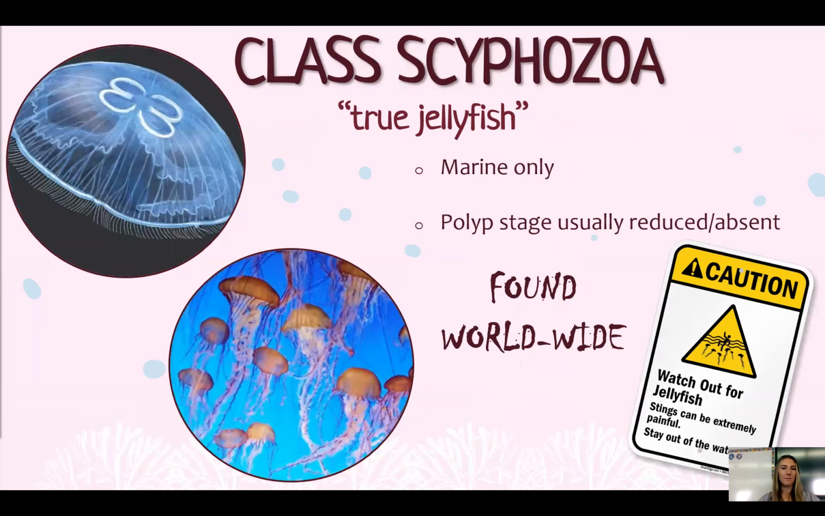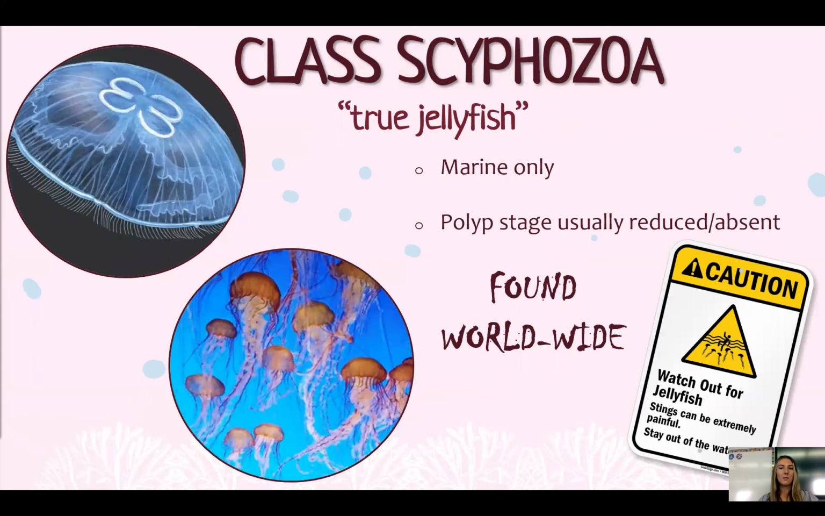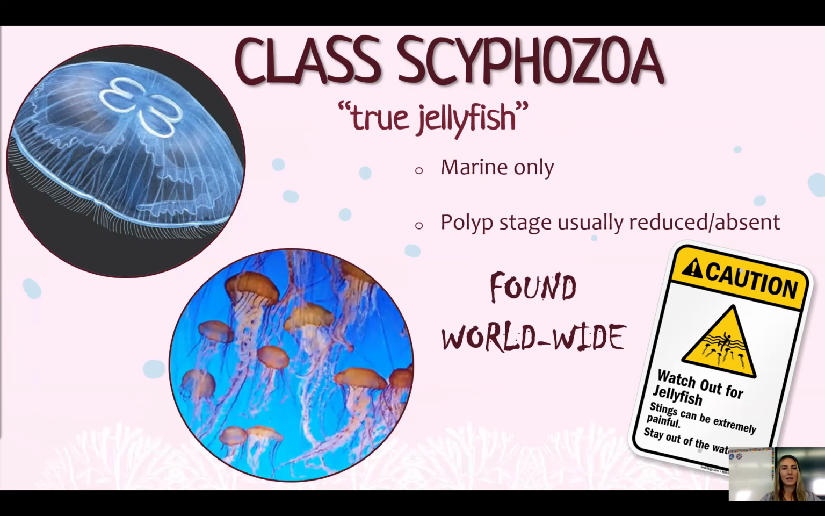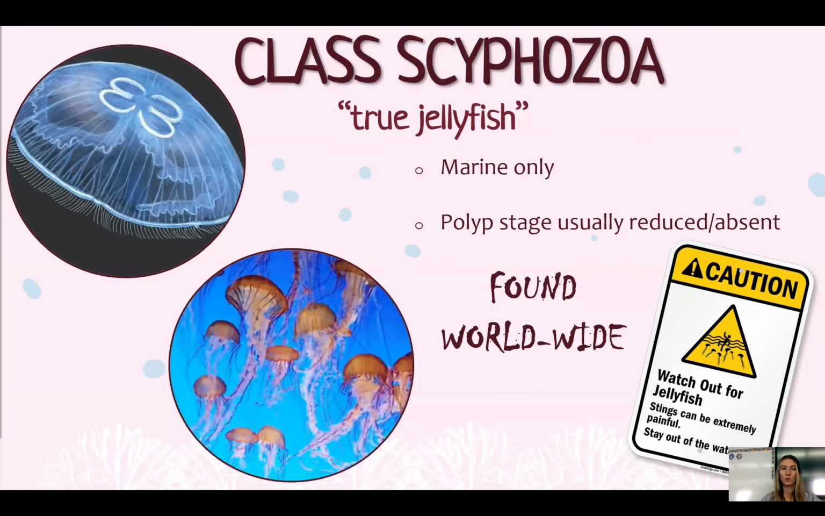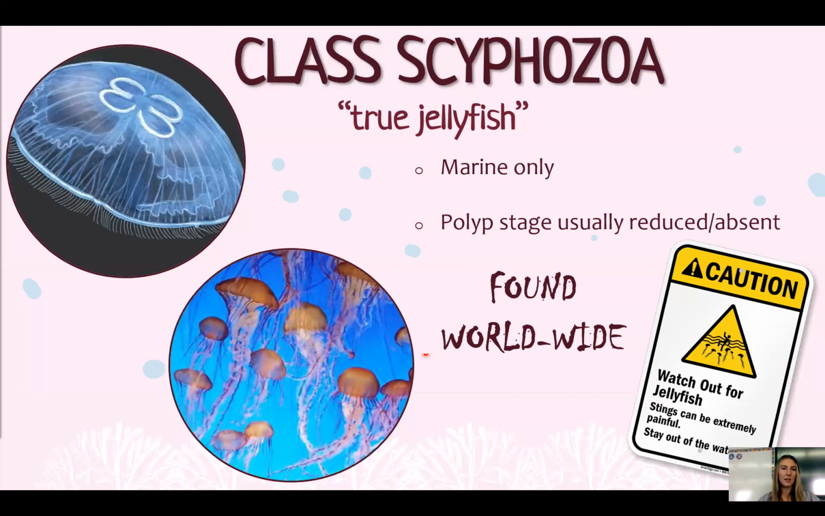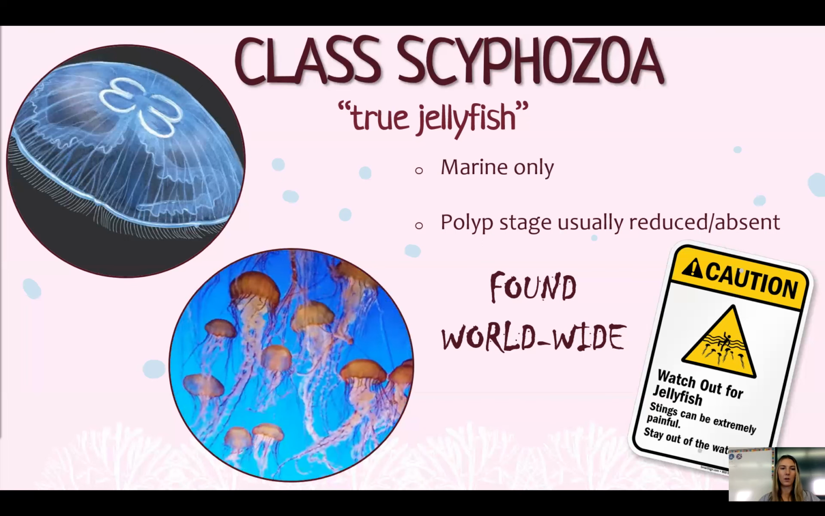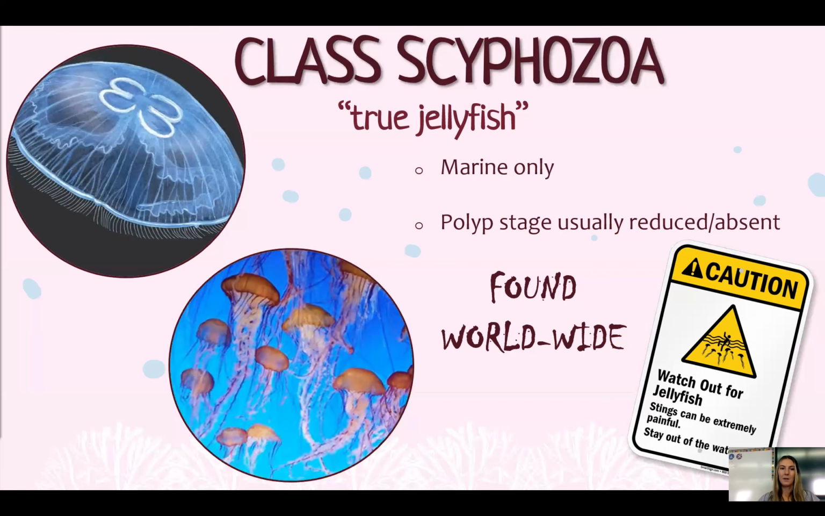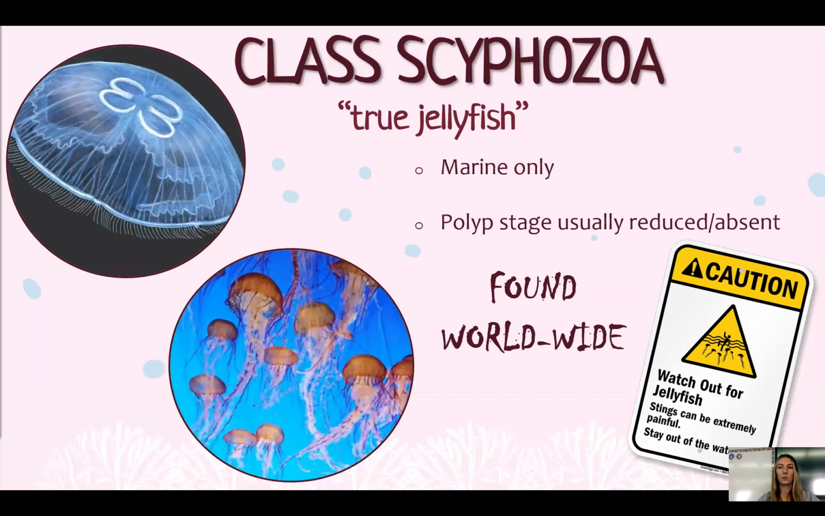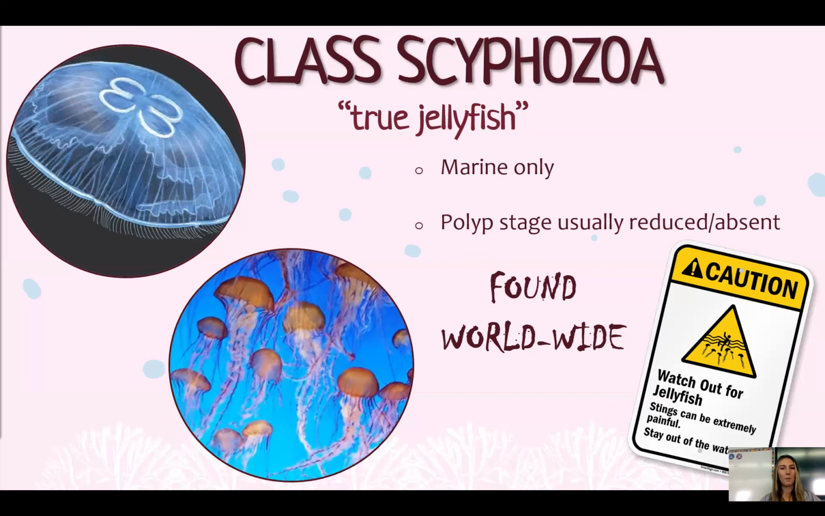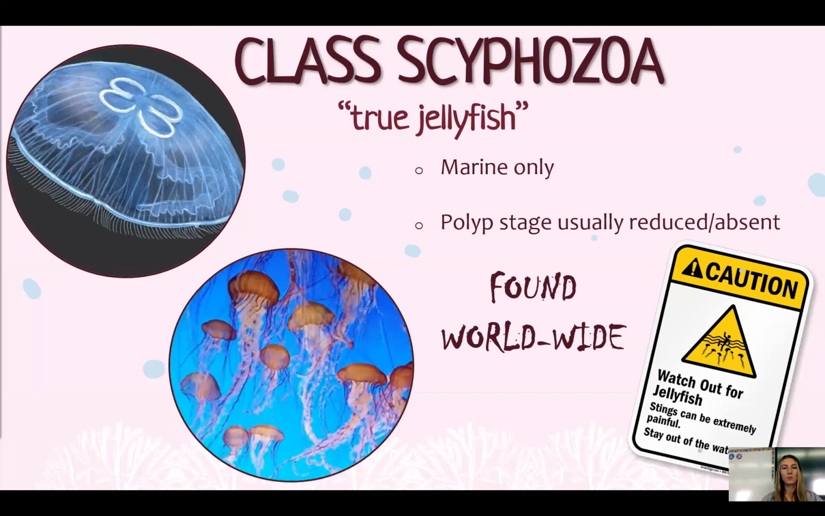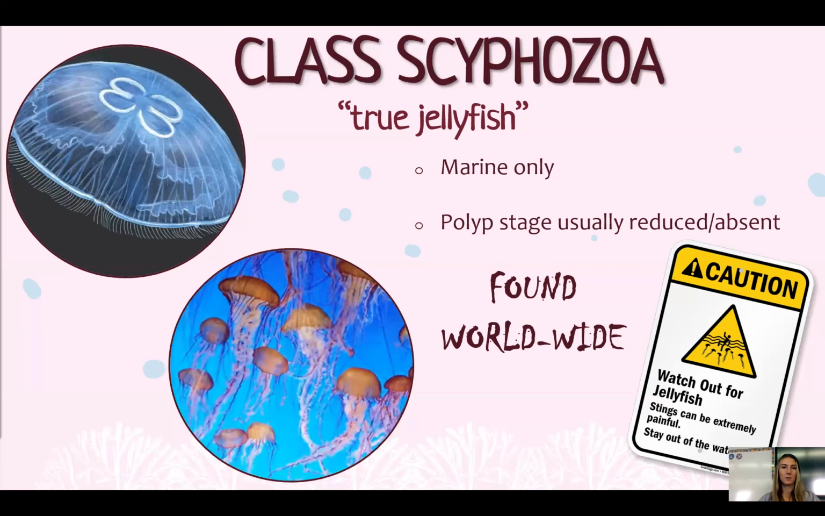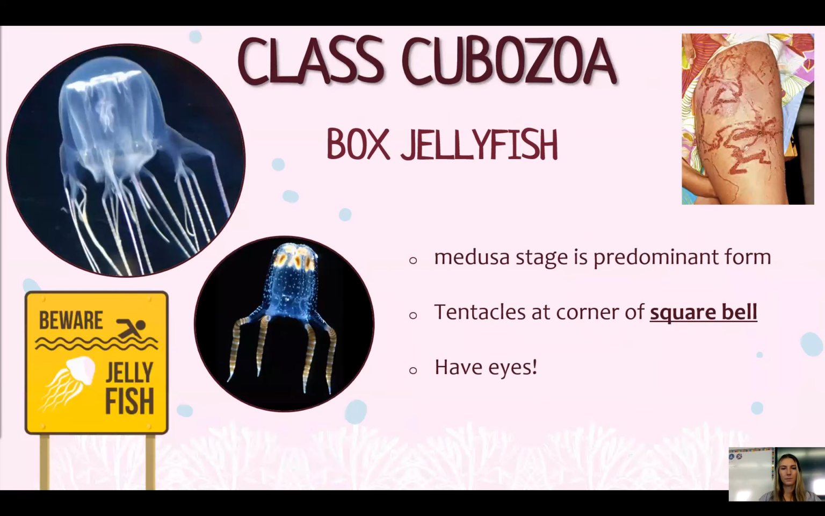Our next class is class Scyphozoa. These are our true jellies because the medusa stage is the dominant stage and the polyp stage is usually absent or super reduced. Usually class Scyphozoa are either pink or orange, but sometimes they can look like this, which is a moon jellyfish. They're found all around the world, in anything from Arctic to tropical waters, but most are found in coastal waters close to the beach. Jellyfish love the beach just as much as humans do, so you've got to watch out for them.